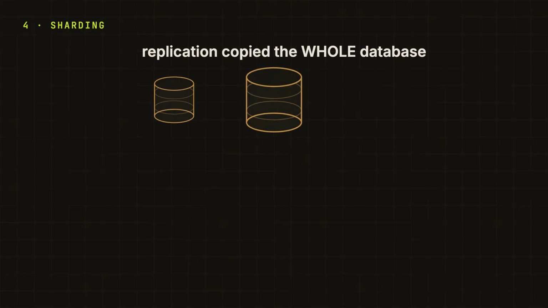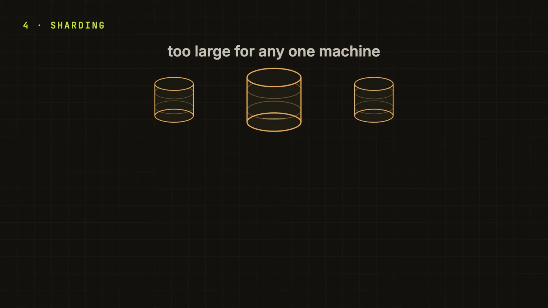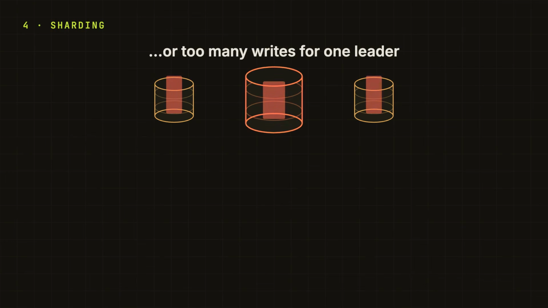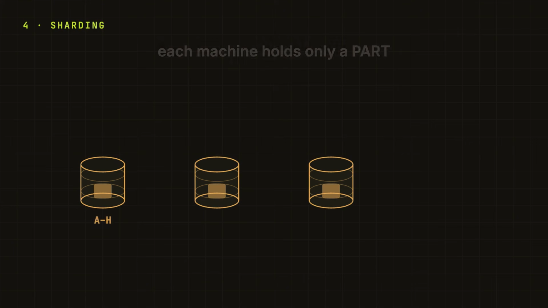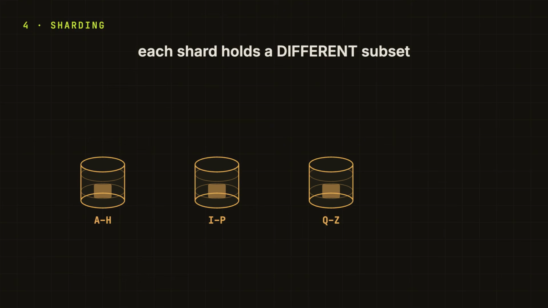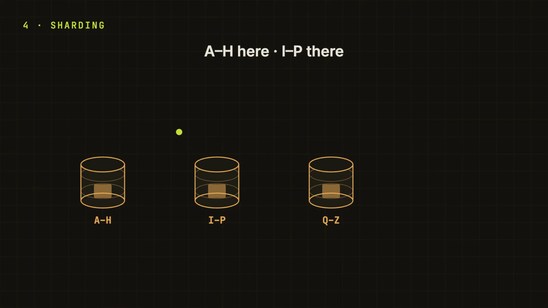Okay, replication copied the whole database, but sometimes the data is just too large to fit on one machine at all. Or there are too many writes for one leader to handle. So instead of copying the whole thing, we split it. Each machine holds only a part of the data. This is called sharding, also known as partitioning, and it is a favorite interview topic. The idea, you take your data and divide it across multiple databases called shards, where each shard holds a different subset of the rows. For example, users with names starting A to H on shard 1, I to P on shard 2, and so on.